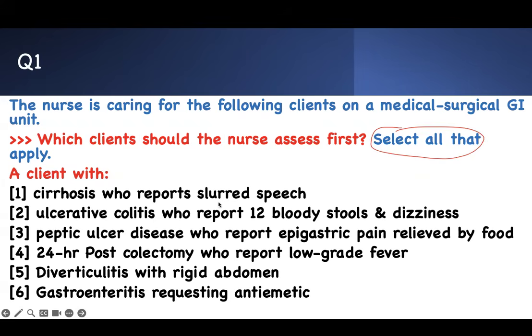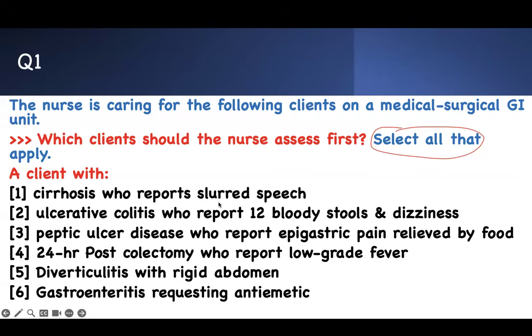Cirrhosis, who reports slurred speech. Should the nurse worry about this patient? Does a patient who has cirrhosis have slurred speech? No, it's an unexpected finding. Therefore, you have to intervene. Ulcerative colitis, who reports what? Who has bloody bowel movement, right? But then dizziness. Should you worry about it?